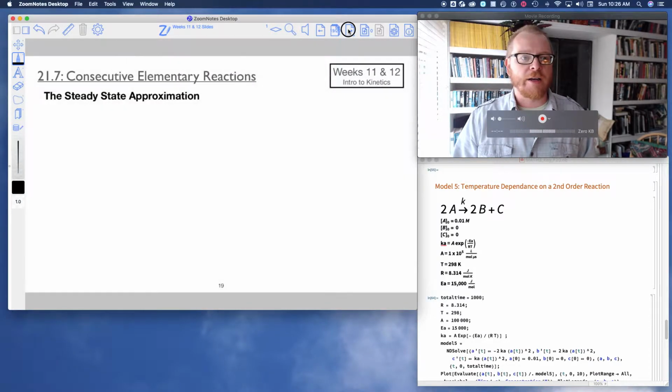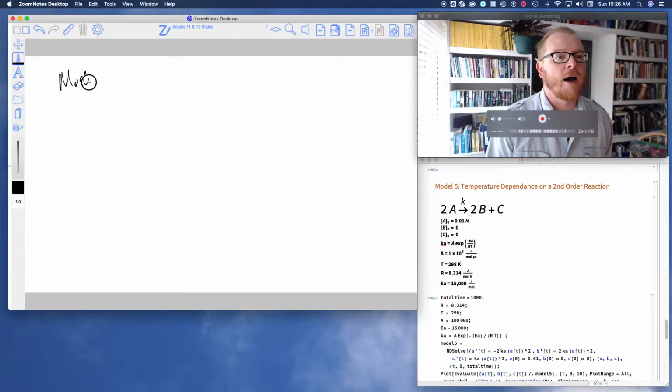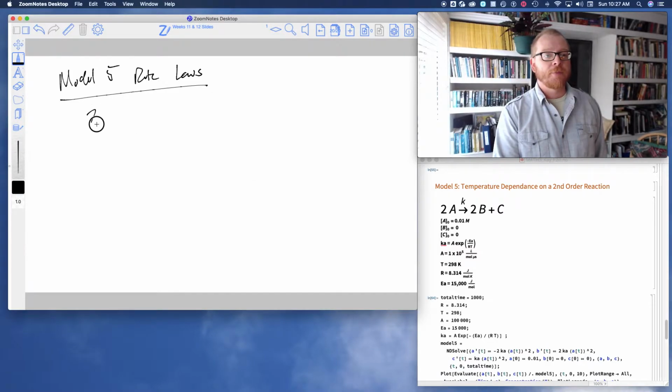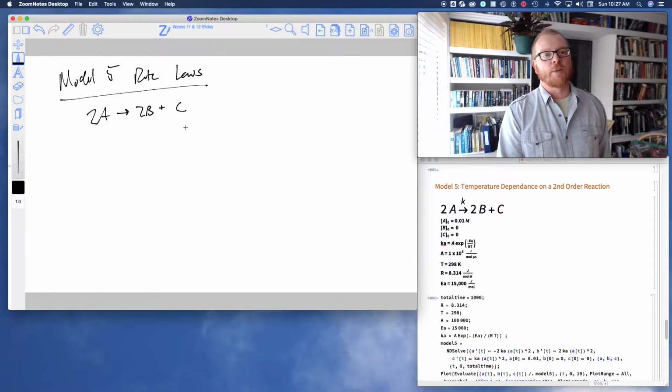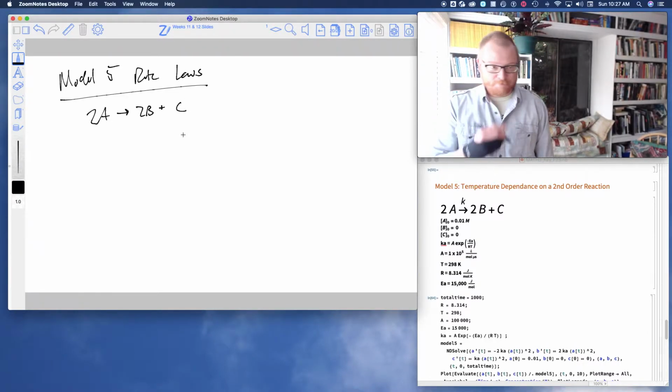So I'm going to do that on another piece of paper here. So we'll say Model 5, rate laws. Okay, so you notice that I've got it as 2A. I added some stoichiometry to this to make it a little bit more interesting. 2A goes to 2B plus C.